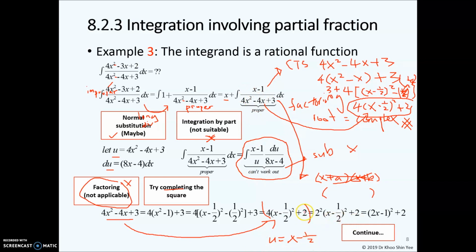Or you can further simplify this. Since the 4 is 2 to the power of 2, you can multiply inside. So 2 multiply x, you get 2x here. 2 multiply 1 over 2, you get 1 here. So in this case, you can let your substitution u equal to 2x minus 1. So both are also applicable. In this case, we choose this one.